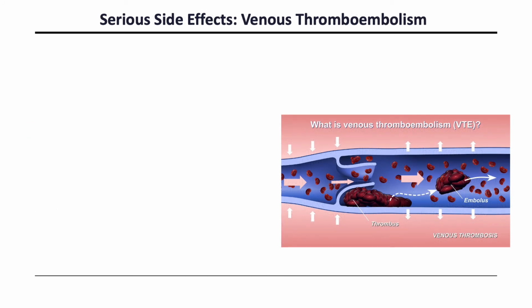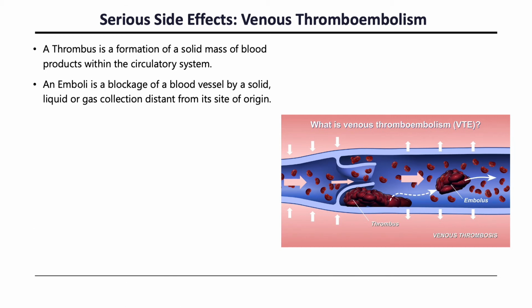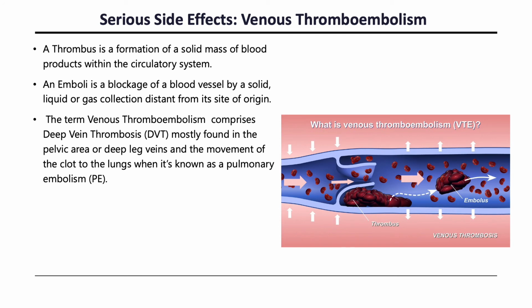Now let's look at the serious side effect of venous thromboembolism. A thrombus is a formation of a solid mass of blood products within the circulatory system. An embolus is a blockage of a blood vessel by a solid, liquid, or gas collection distant from its site of origin. The term venous thromboembolism comprises deep vein thrombosis, DVT, mostly found in the pelvic area or deep leg veins, and the movement of the clot to the lungs, when it is known as a pulmonary embolism or PE.